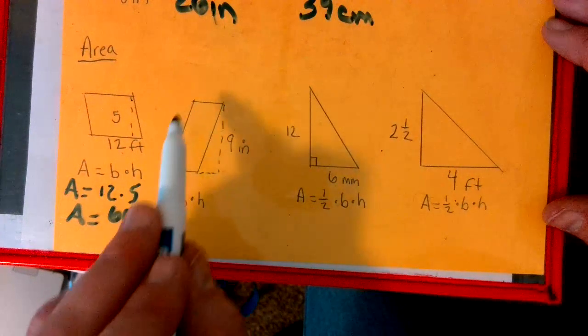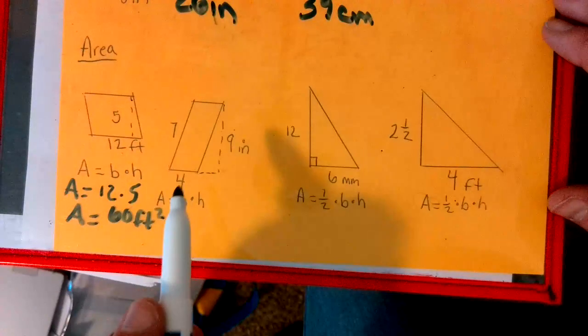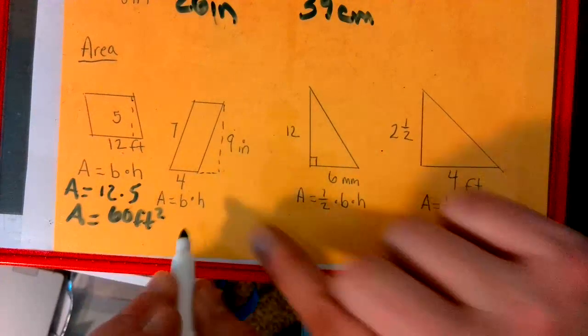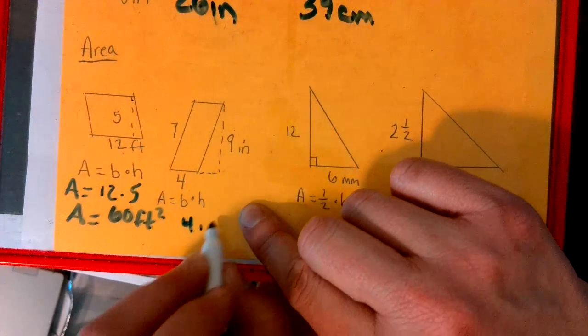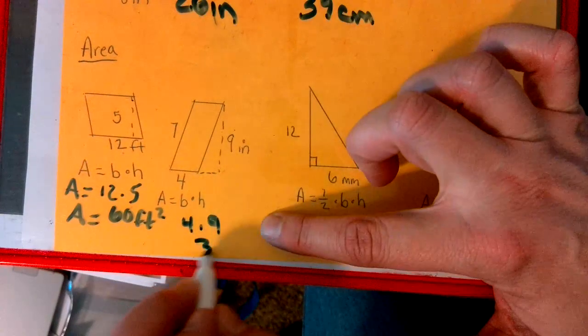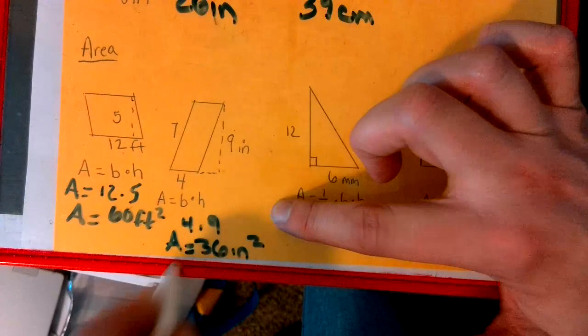Height is not this 7. The 7 is slanted. We do not go to the doctor's office and stand like at an angle. We stand straight up and down. So this base happens to be 4. This height happens to be 9. We multiply 9 times 4, we get 36. We put inches, little 2, because we have a big A.